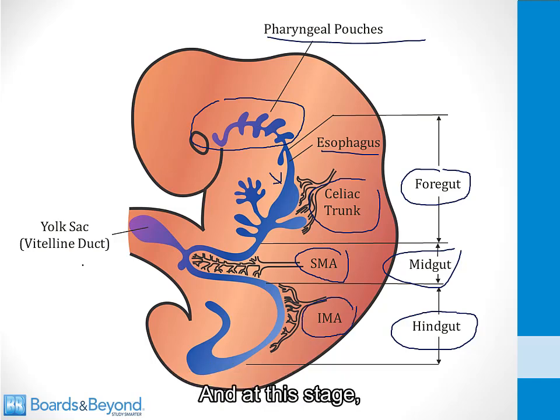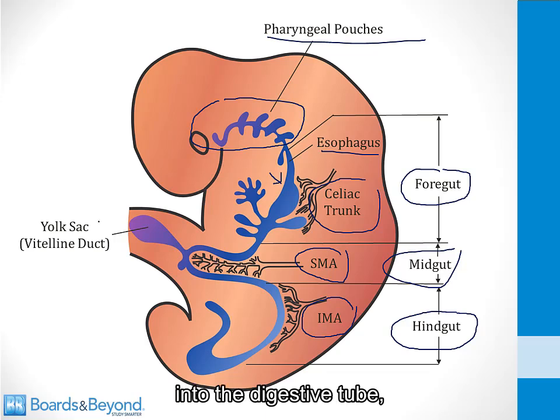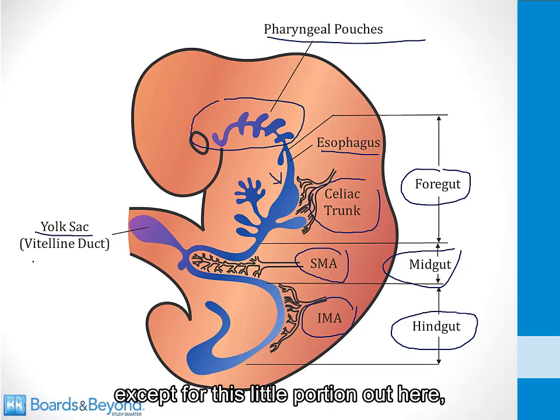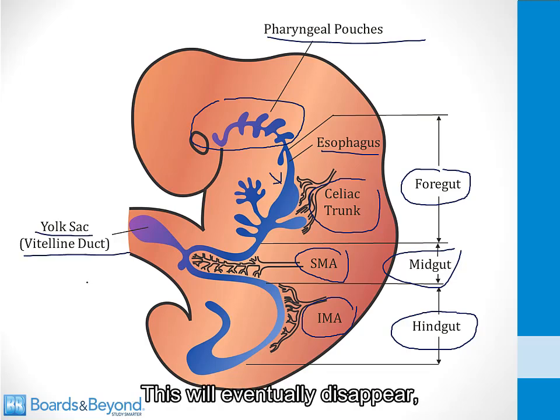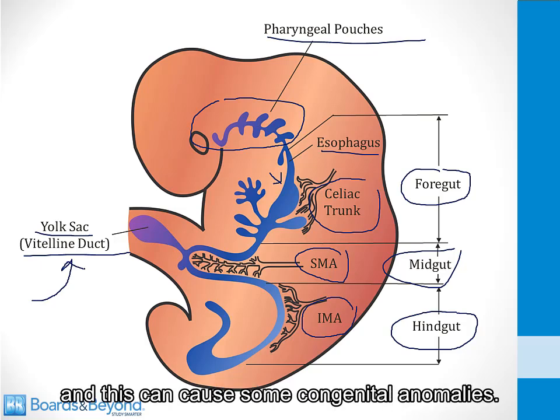And at this stage, the entire yolk sac has mostly been converted into the digestive tube, except for this little portion out here, which is called the vitelline duct. This will eventually disappear, but as we'll talk about later, there are some disorders where it persists into the newborn baby, and this can cause some congenital anomalies.